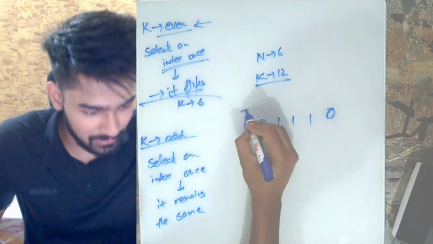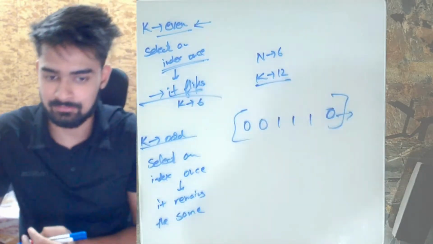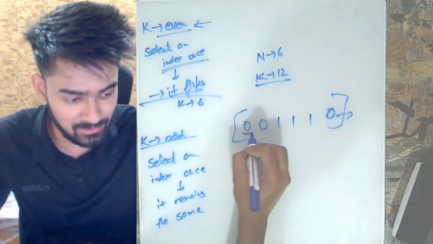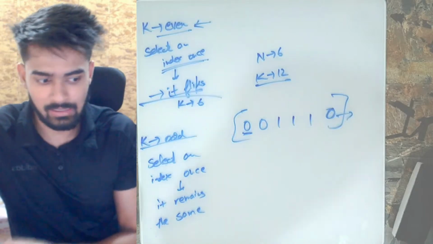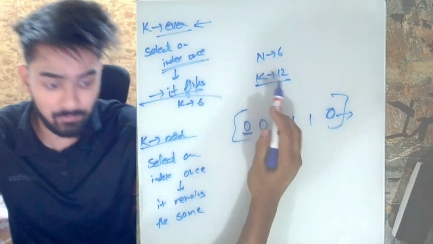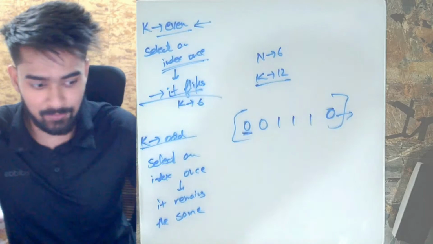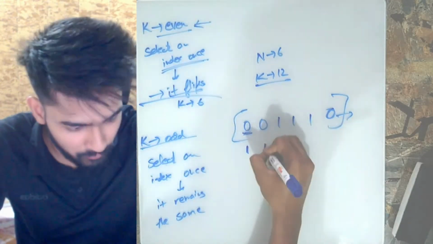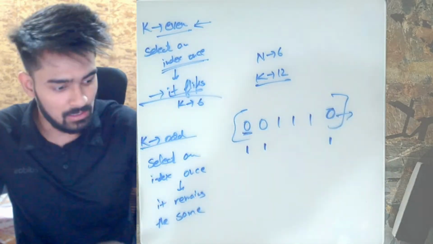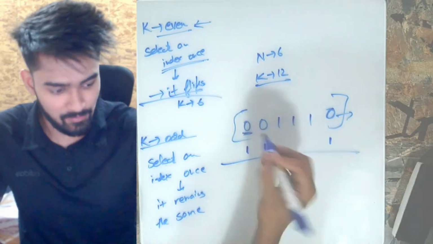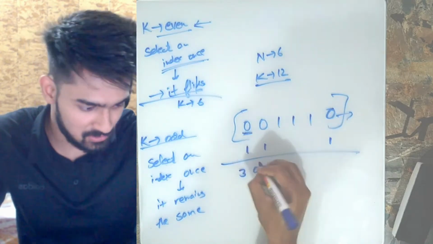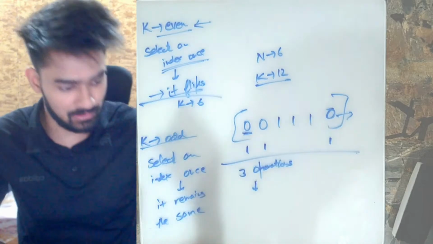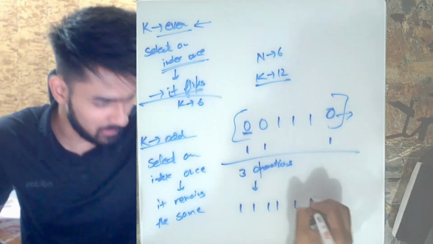We need to make this lexicographically largest. In order to make this lexicographically largest, we need to change some zeros to 1. And since we know if we make one move on any one index, it will flip, we make one move here, one move here, and one move here. After this, we are done with 3 operations. And our final string at the moment is 1 1 1 1 1 and 1.